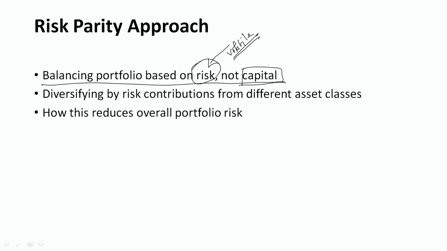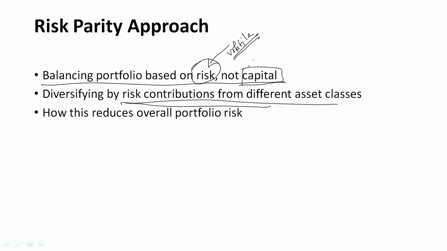Okay. So, I am not interested in seeing how much money I am going to put into that particular stock. I am interested in finding out what is the risk of that particular stock and whether I am ready to take that much risk while constructing the portfolio. That is the risk parity approach. And how do I diversify? I diversify it based on the various asset classes having different risk contributions.